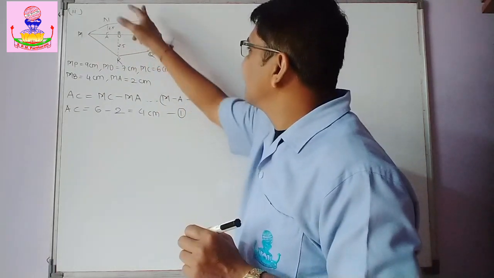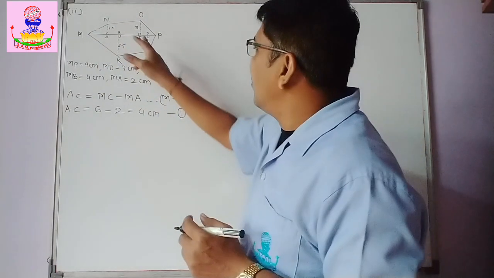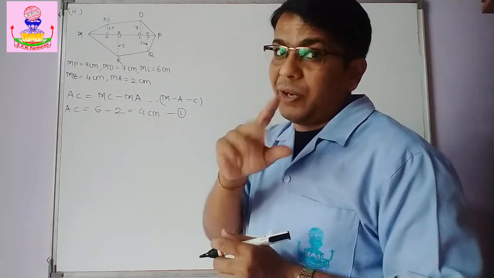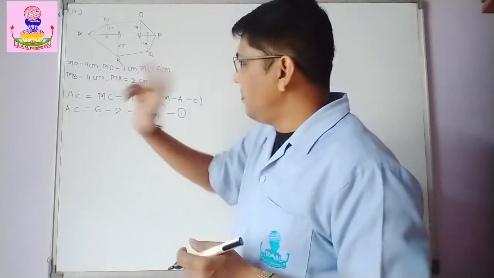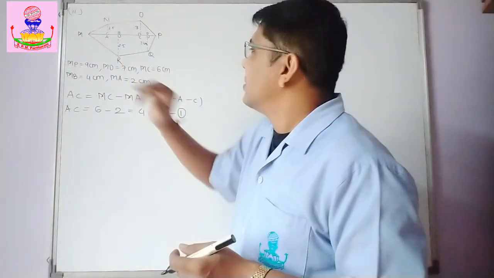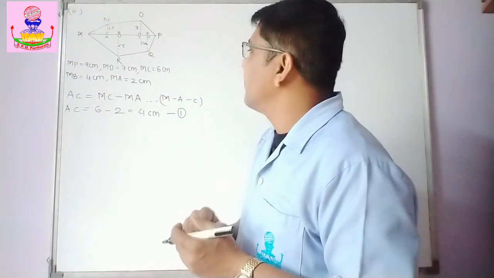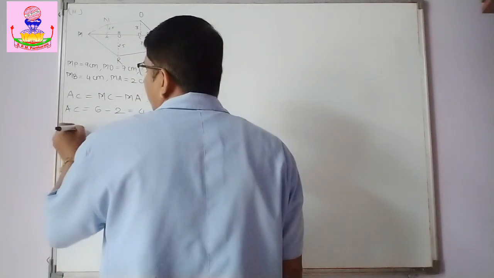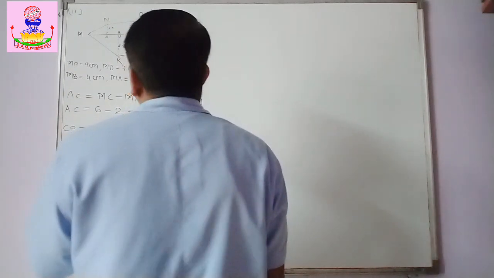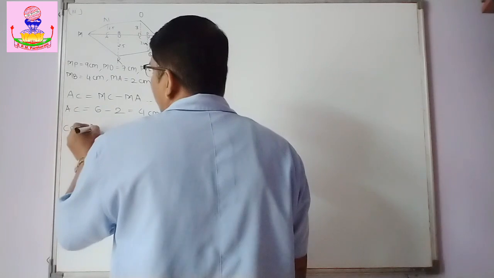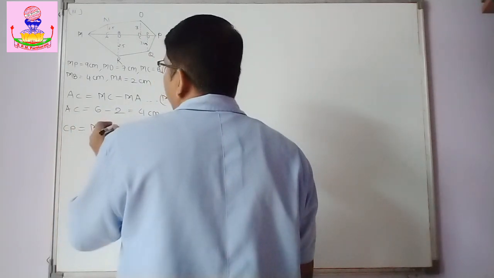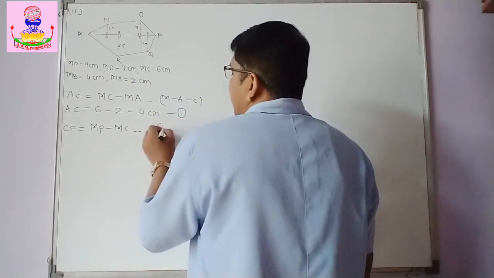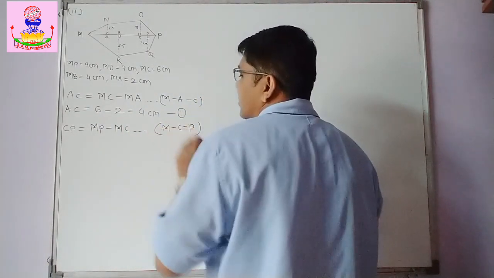Now in this triangle, I want to know CP. Is CP given? CP is not given. So I need to find out CP. Now I know MP and I know MC. So if I subtract MC from MP, I will get, yes, CP. So CP is equivalent to MP minus MC. Again M-C-P.